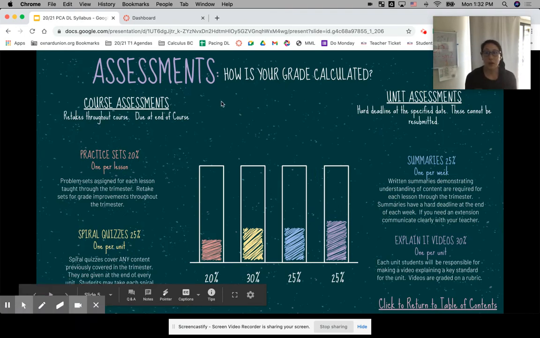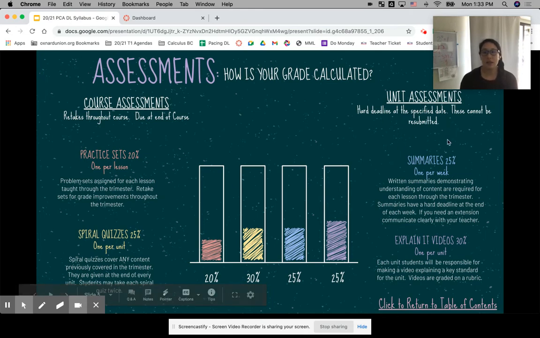Okay, so the things you get graded on are these course assessments and these unit assessments. Course assessments are problem sets and your spiral review quizzes. You'll have one problem set per lesson, and you'll have one spiral review quiz per unit. The spiral review quizzes cover content from any of the lessons we covered throughout the trimester. All right, up next is our unit assessments.